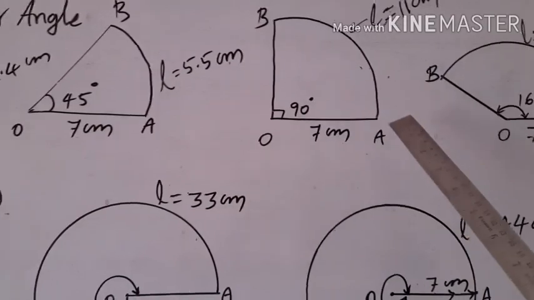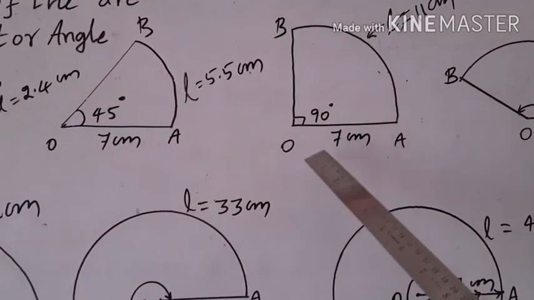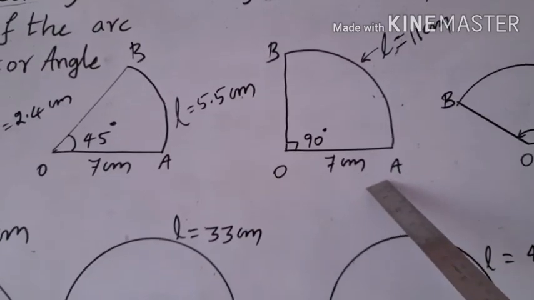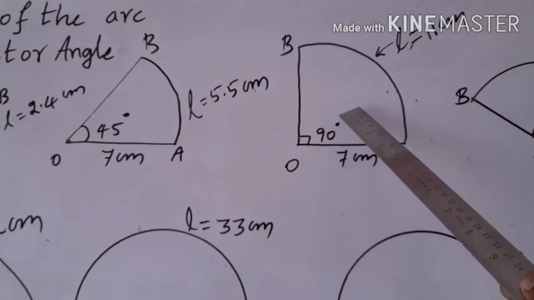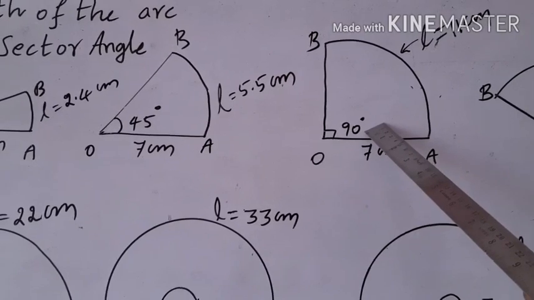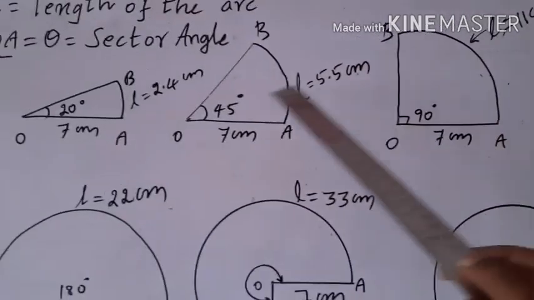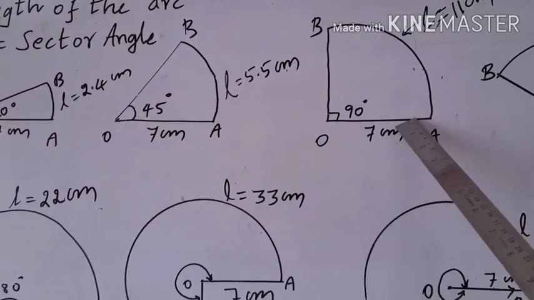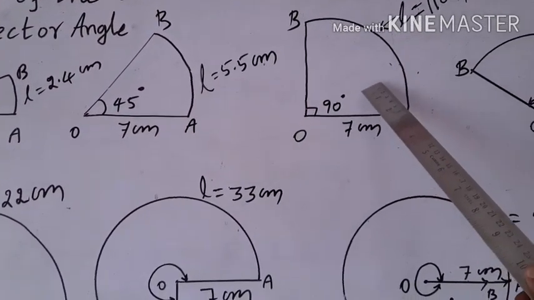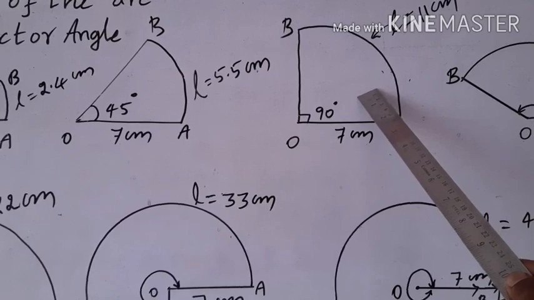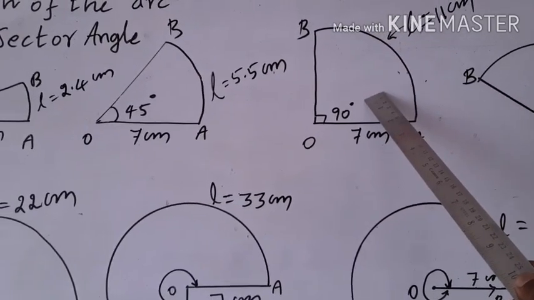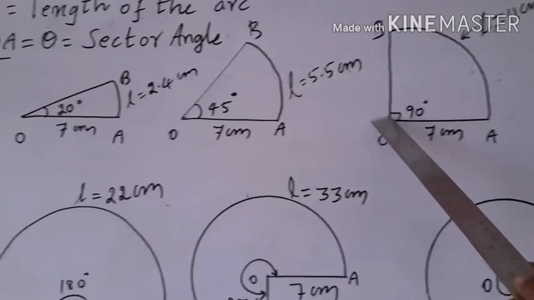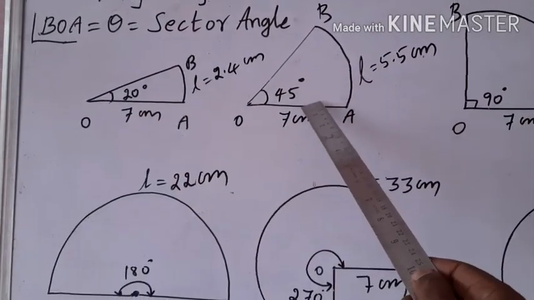Let us take one more example. Here I have taken one more sector whose radius is 7 centimeter, but the sector angle is 90 degree. If you compare the place covered by this sector and the previous sectors, the place covered by this sector is more, meaning the area of this sector is more. Why? Because its central angle is more than the previous two sectors.